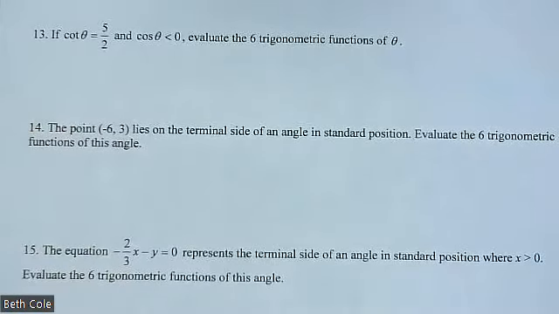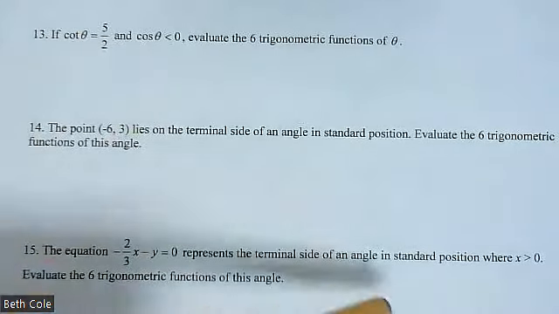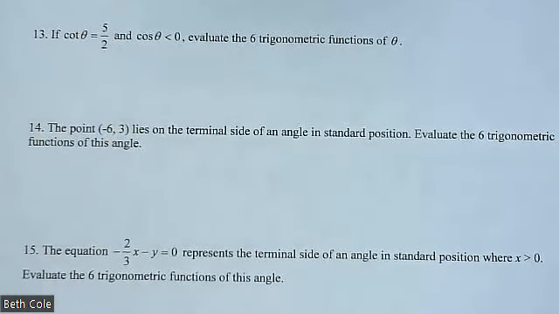For 13, 14, 15, you're going to decide what quadrant you're in. If you get stuck, pick a quadrant. There's only 4 to choose from, okay? And then fill in your triangle, and I think I have you listing out all 6 of them for these. Even if I only ask you for 1 or 2, a lot of people will still list out all 6 because sometimes it's easier that way.